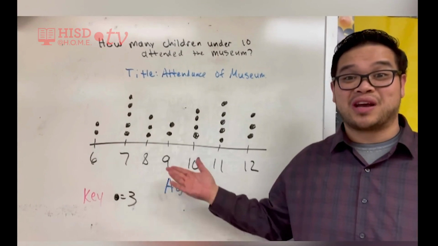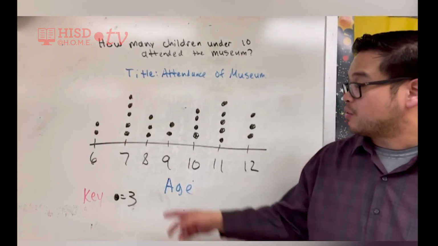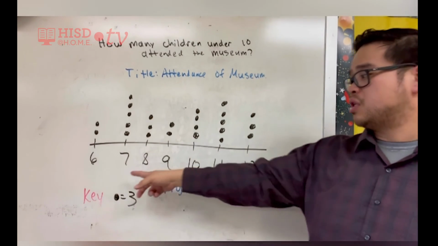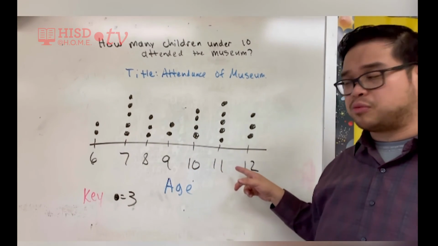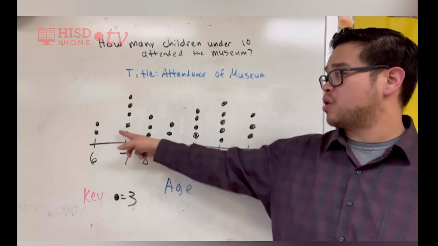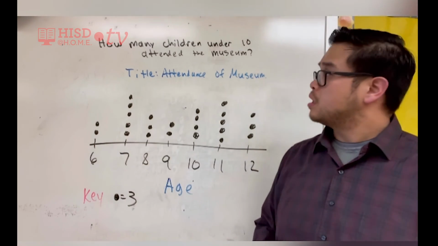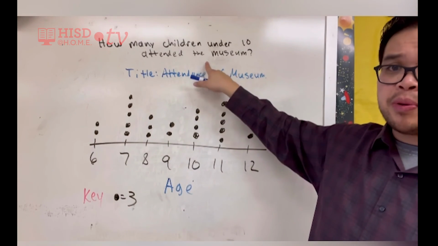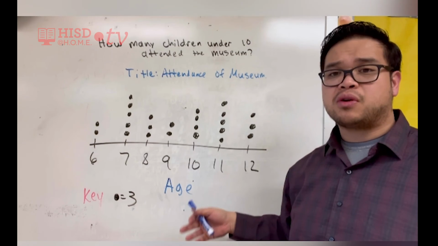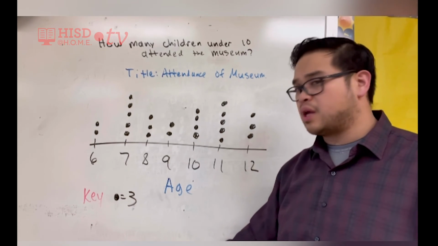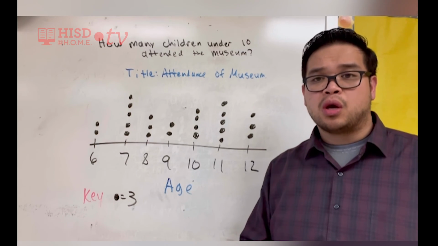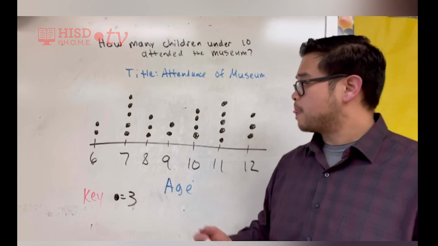All right, so what you have here is your exit ticket. You have a title of attendance of a museum. These are the age group of the students that attended the museum, and you have your key. Pay attention to your key because that's going to help you answer this problem. And this is our question up here. Go ahead and copy this into your journal, or you'll have to pause the video and copy this into your journal. But before you do that, here are some tips to remind you of what we just learned.